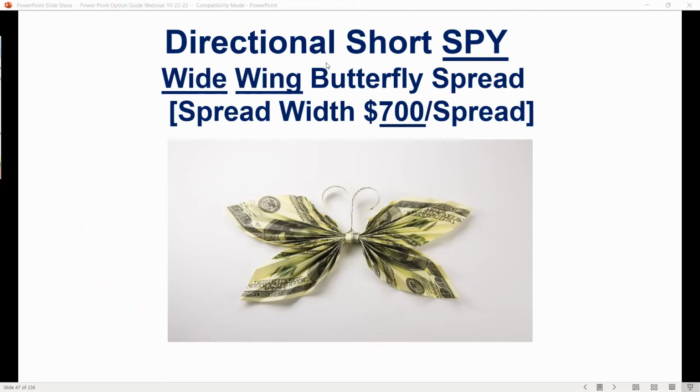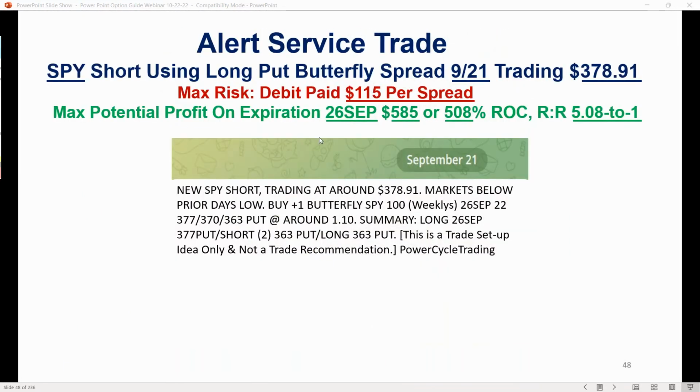This was a short trade on SPY, using a wide wing butterfly that was $7 wide, or $700 per spread. This was an alert trade setup sent out to our members. You can see new SPY short trading around 378.91, market below prior day's low, butterfly, the 26th September, 377, 370, 363. Okay, so that was the spread.